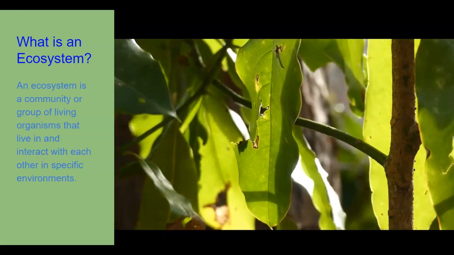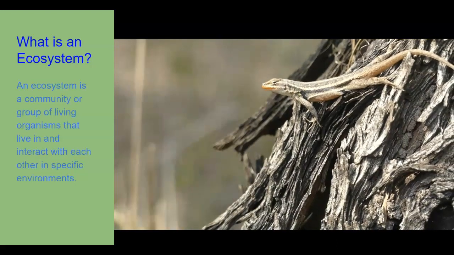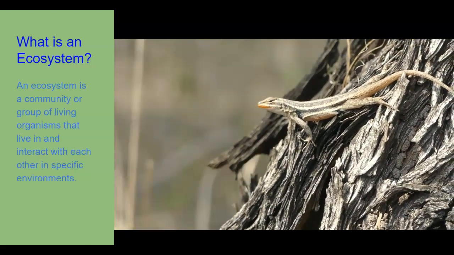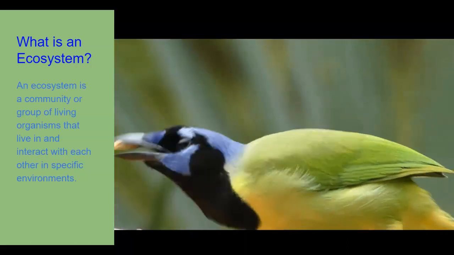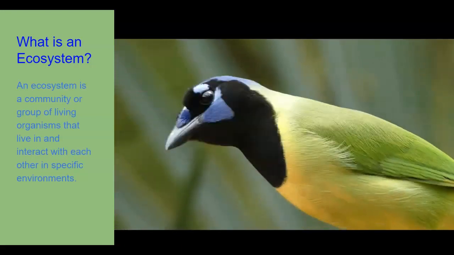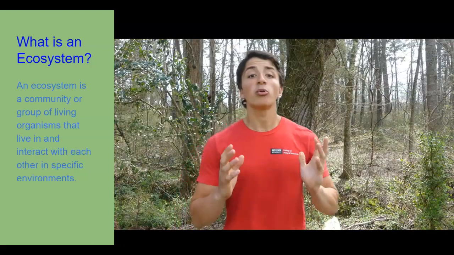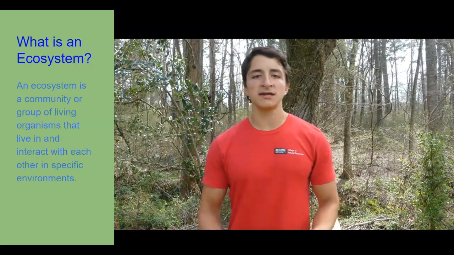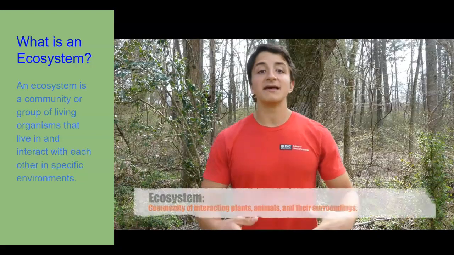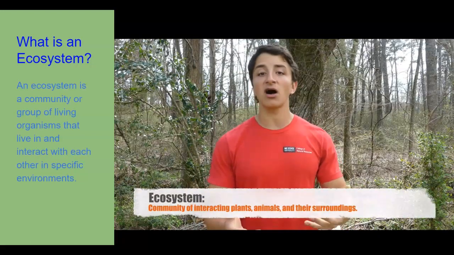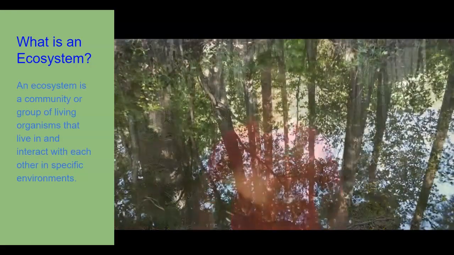Trees turn sunlight and nutrients into leaves, branches, and fruits, which provide food and shelter for animals. These animals help the trees grow by spreading their seeds and pollen, and create nutritious soil when they produce waste or die and decompose. We'll talk about all of this in more detail in future videos, but for now, the important thing to remember is that ecosystems are communities of many interconnected plants, animals, and their surroundings.